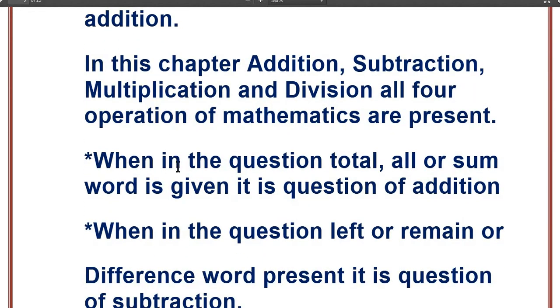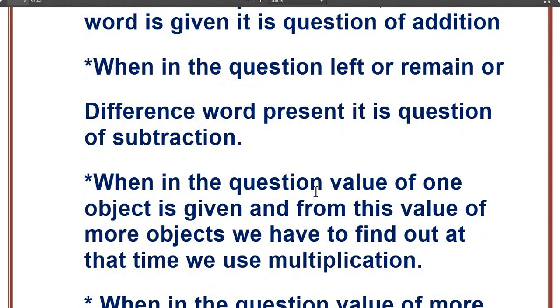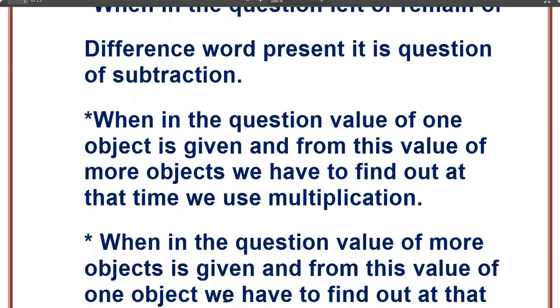When in the question the word total, all or sum is given, then it is a question of addition. Second, when in the question the word left, remain or difference is present, it is a question of subtraction. When in the question the value of one object is given and from this we have to find out the value of more objects, at that time we use multiplication.